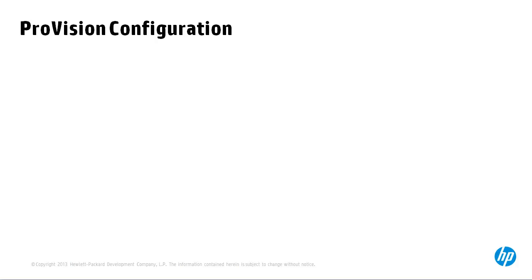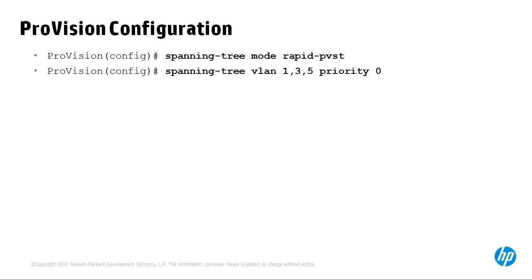To enable rapid spanning tree on a ProVision switch, type enable, conft, spanning-tree mode rapid-pvst. To configure priorities for various VLANs, use the command spanning-tree VLAN, in this example 1, 3, and 5, and set the priority. In this case, the priority is set to 0. For other VLANs, say 2 and 4, the priority is set to 1, which means 4096. The value here is multiplied by 4096.